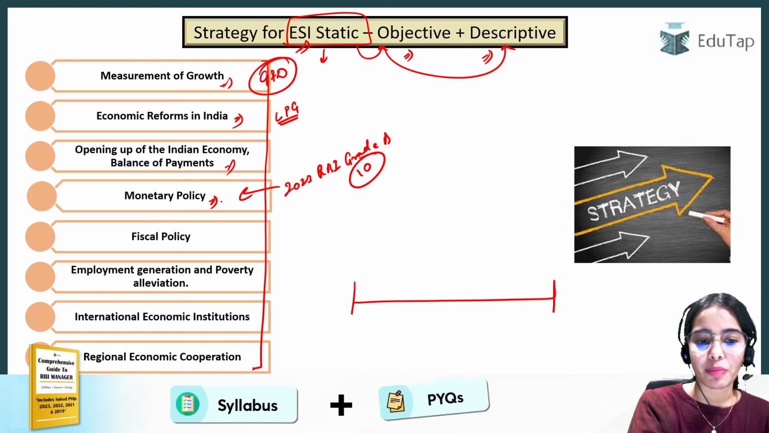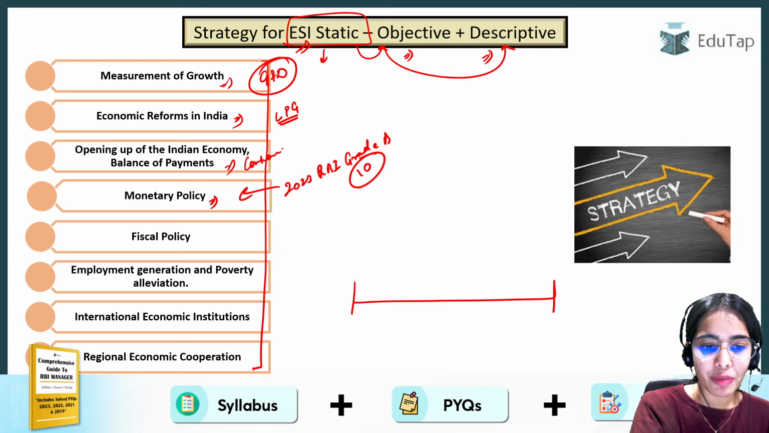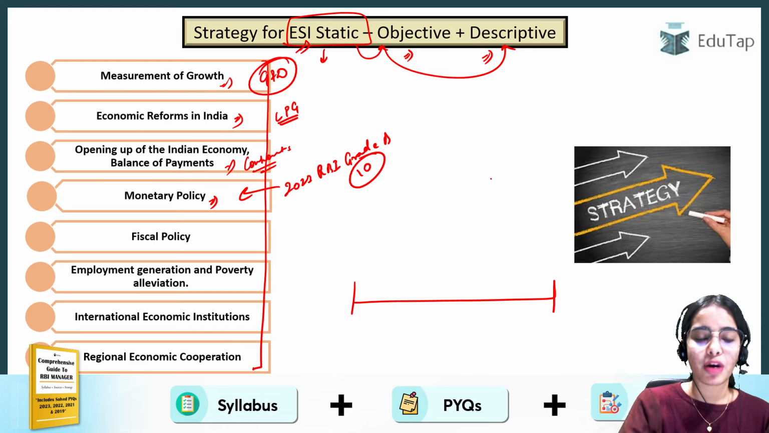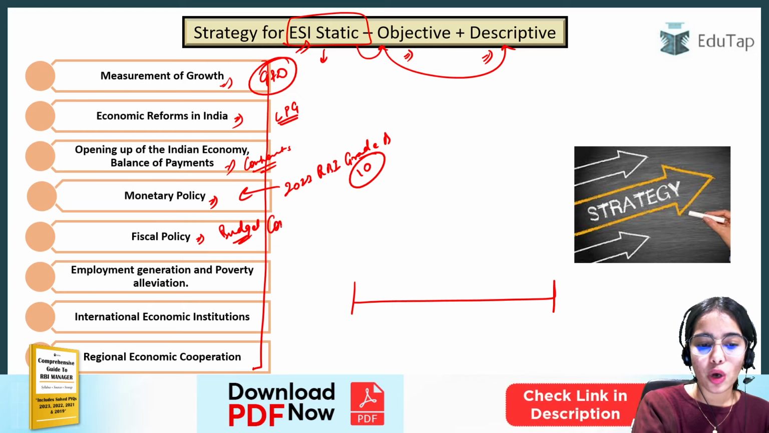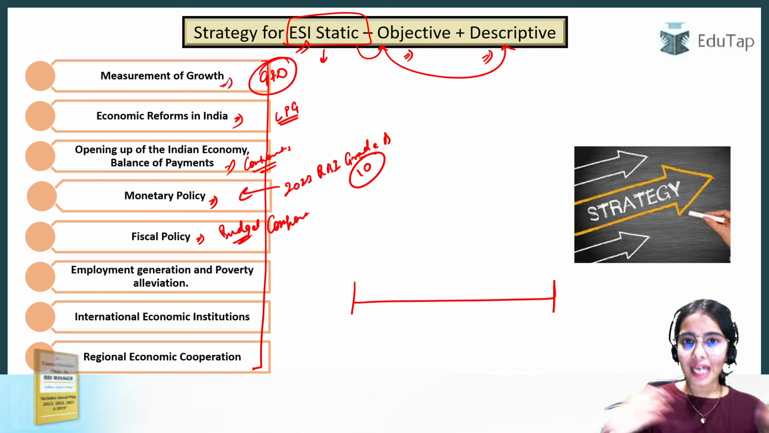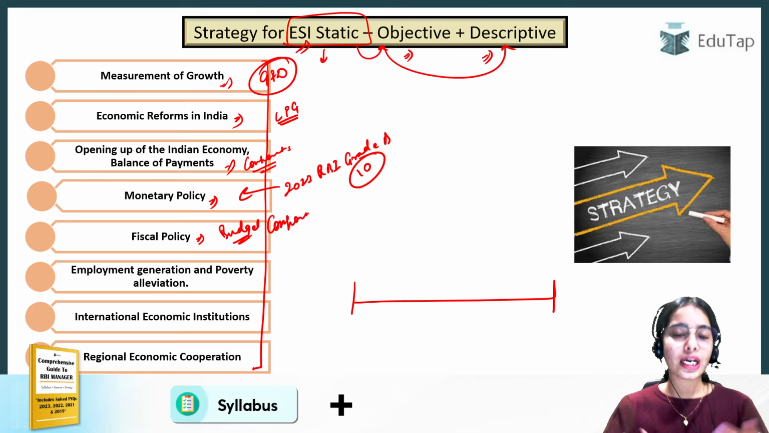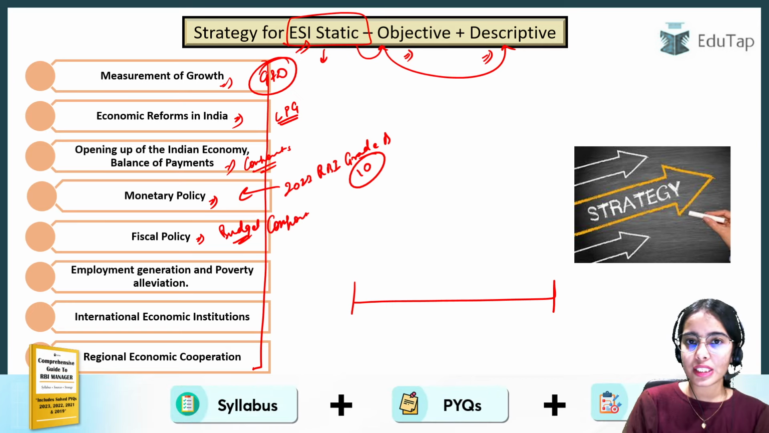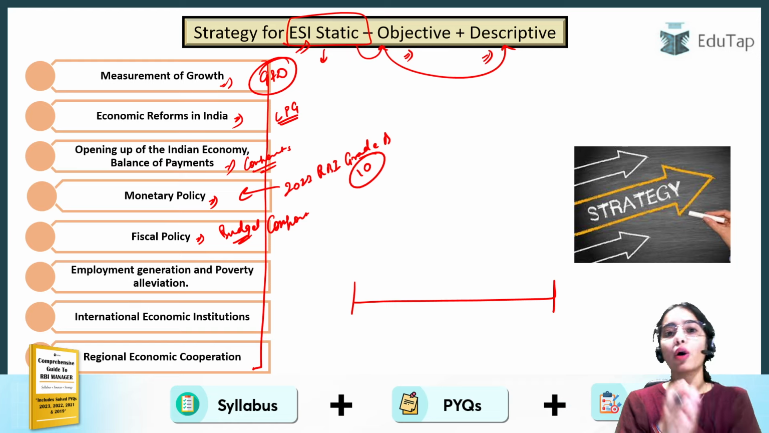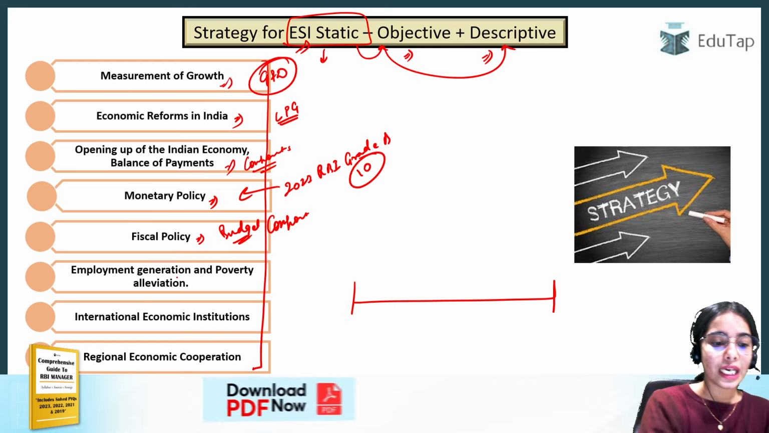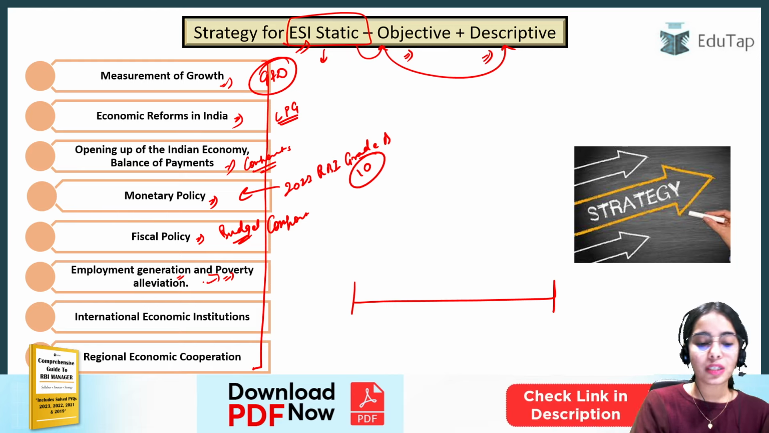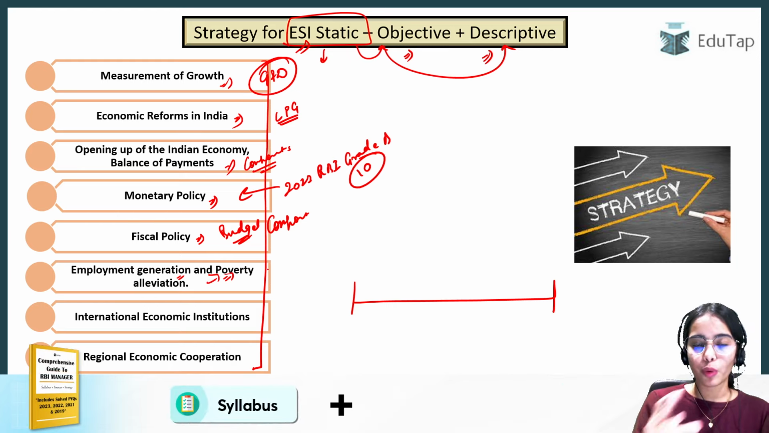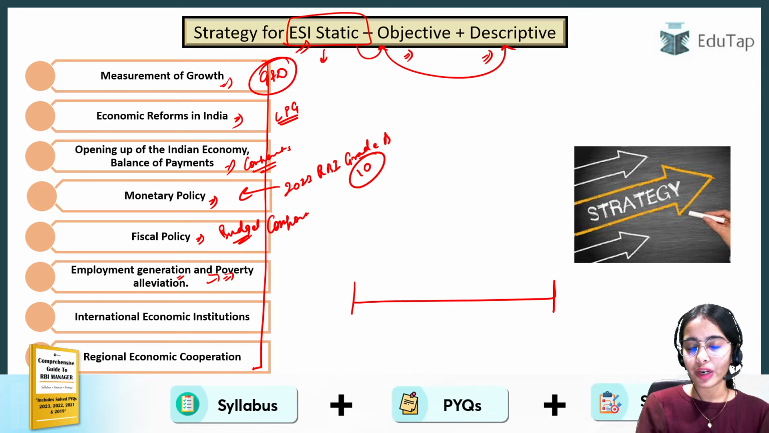The balance of payments, the balance of payment components, can be asked in the descriptive part or the objective part. The fiscal policy also contains the budget and its components. To understand the union budget, and also the different kinds of deficit in our country, the fiscal policy chapter is very important, from both the objective and descriptive point of view. Employment generation and poverty alleviation are also very important chapters. You need to have a basic understanding of poverty, employment, and the types of unemployment.